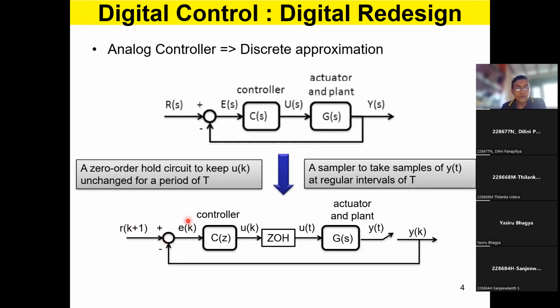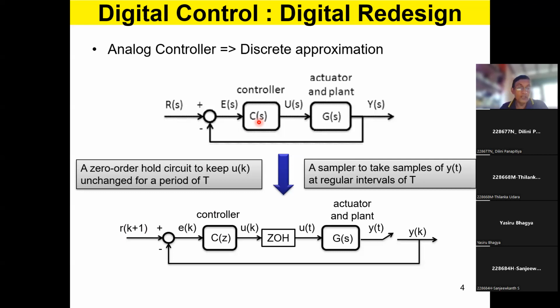So when you get the difference, you get E_k, that is the error, again discrete, okay. It goes to the controller. And now if you look at this controller here in the continuous time form, which is C(s), which is very familiar to you, now we don't write it like C(s), we write it as C(z). This is different, right? This is a discrete controller. That is why we call it C(z), whereas the continuous time controller we give it C(s), which comes from the Laplace transform of the controller.